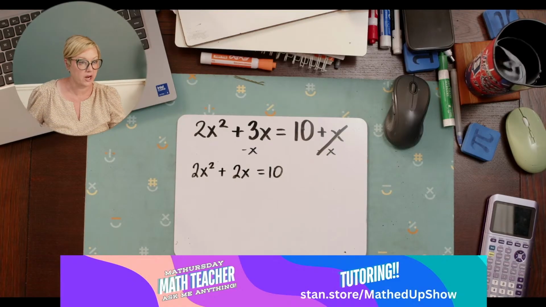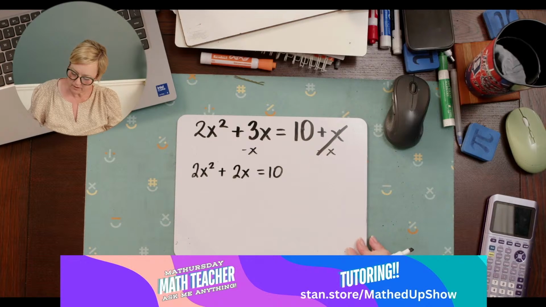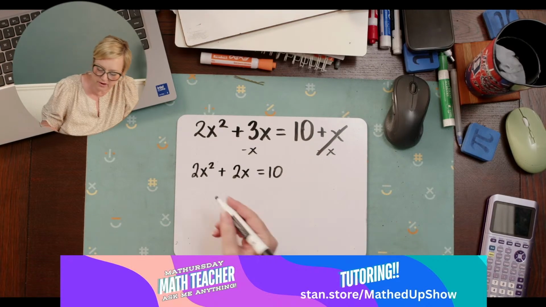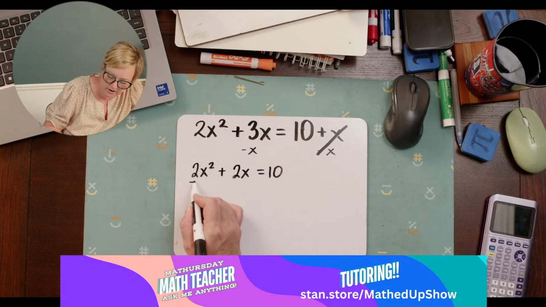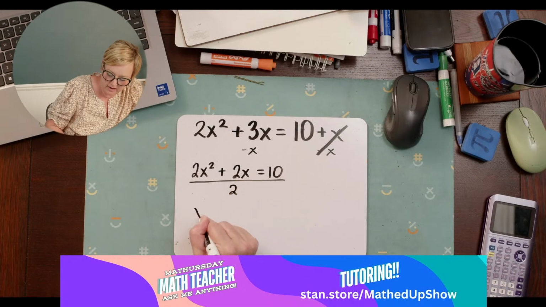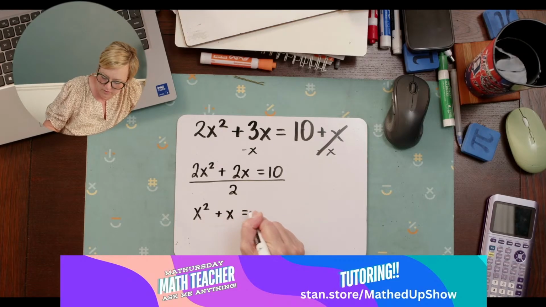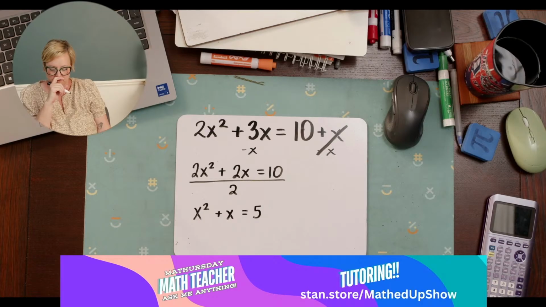Now what I have here is I have choices now. Okay, so I could divide everything by 2. In fact, that's what I'm going to do, because I've got 2, 2, and 10. I'm going to go ahead and divide everything on both sides by 2. So that gives me x squared plus x equals 5.